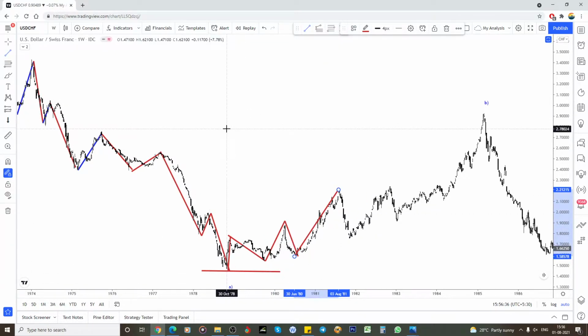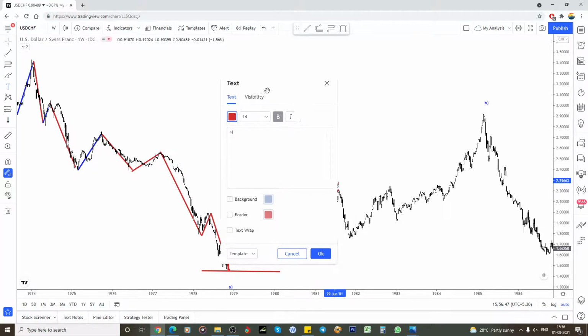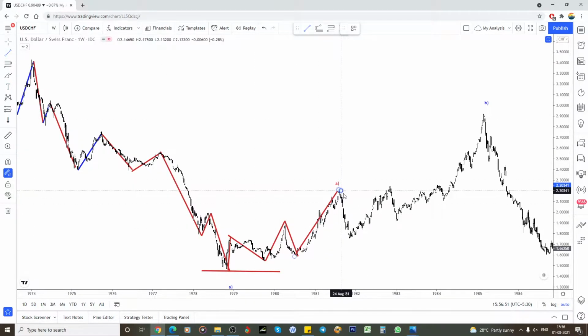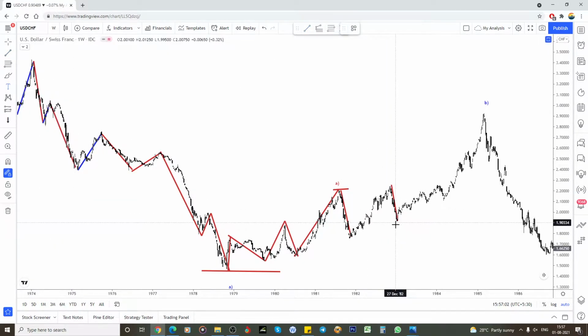So again, this A, B, C is an intermediate wave A. So now this is a red. After this, looking for this as very strong, right? And it's already broken this high. So now this is also an irregular flat formation of B.